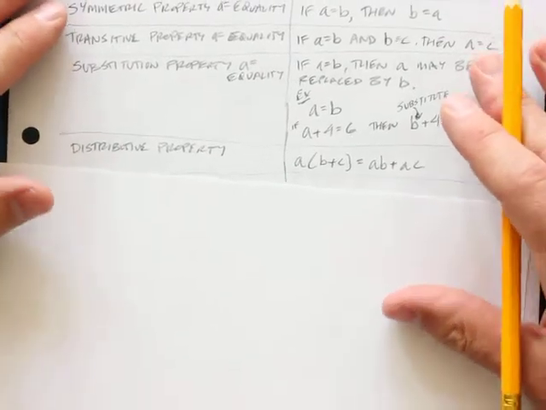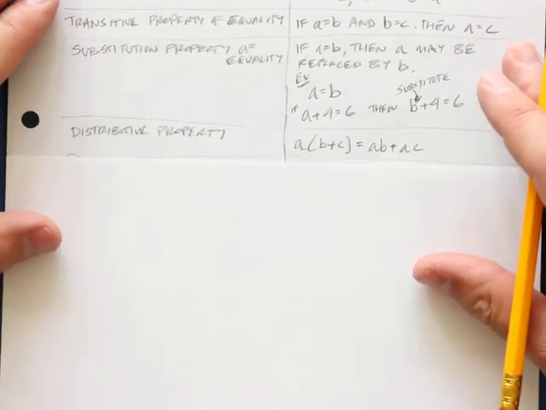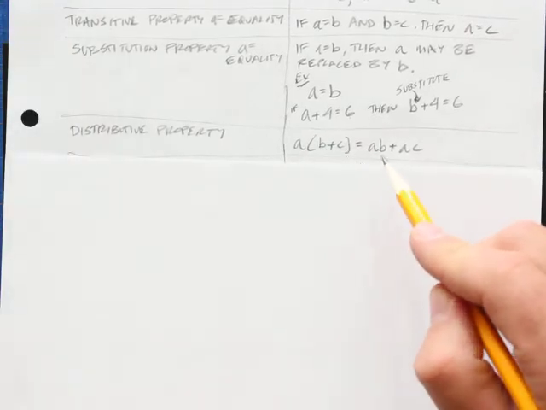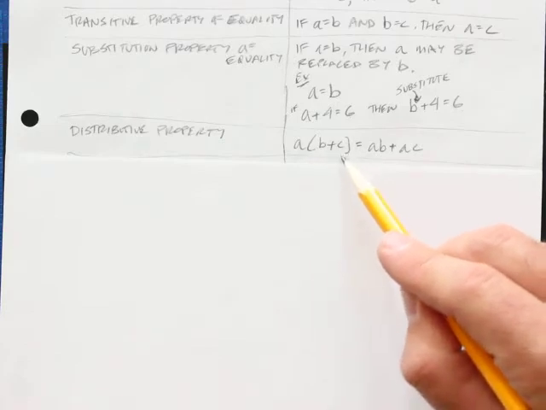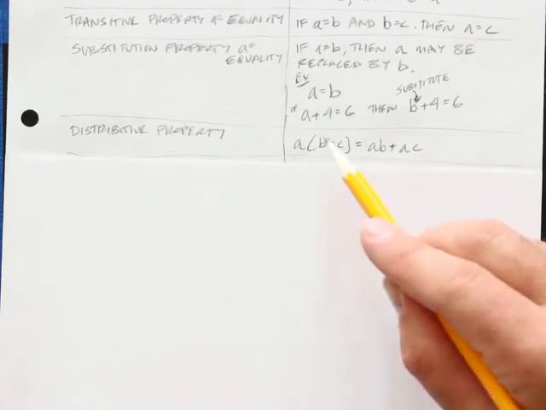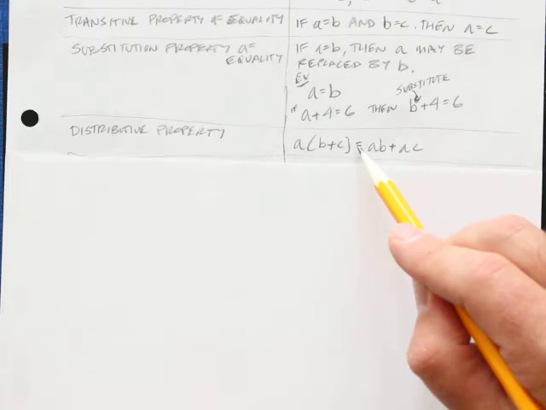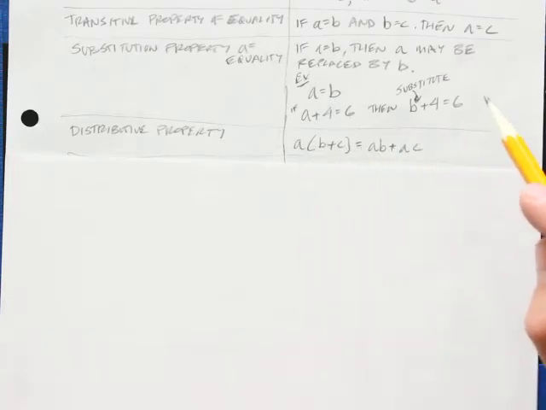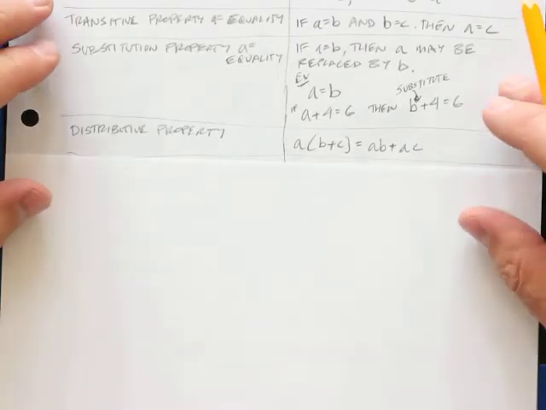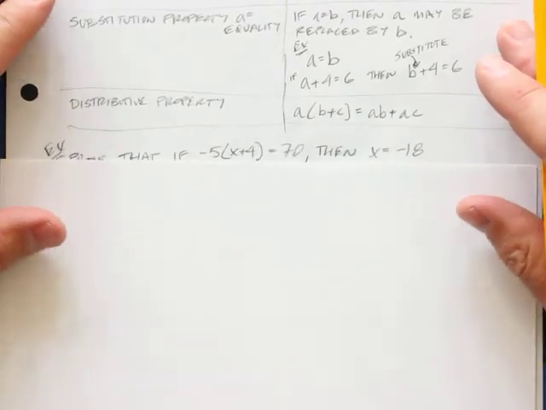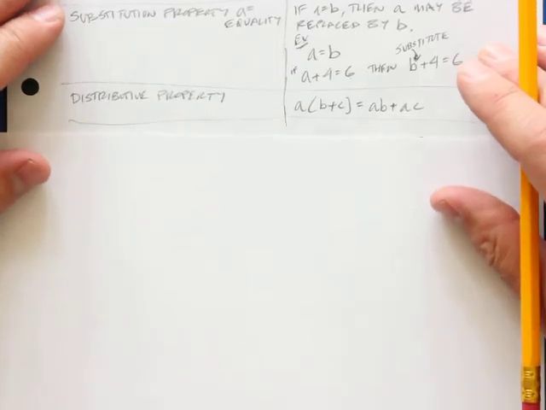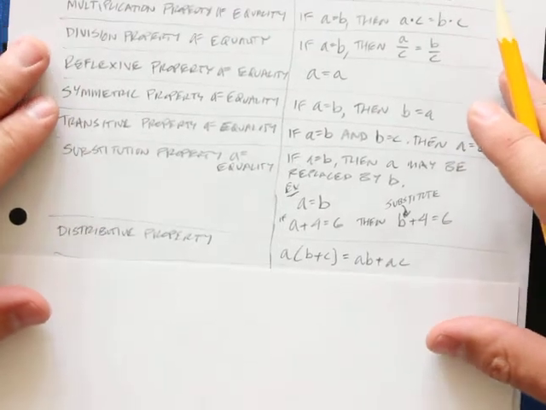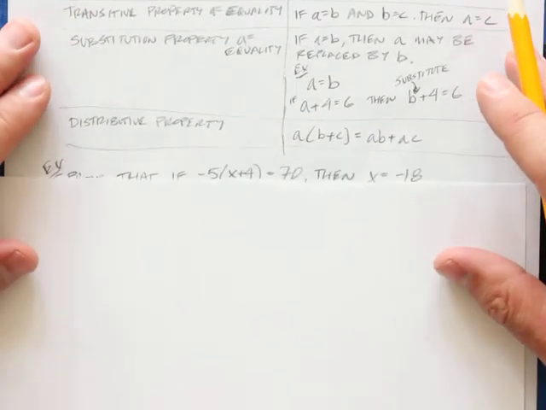All right, let's keep moving here. Distributive property: if we have A times the quantity B plus C in parentheses, then we can set that equal to A times B plus A times C. That's the distributive property that we've learned eons ago. All right, and that is the end of the chart. So here are all of the properties that you're going to need to know for this lesson today, besides ones that maybe you've learned before.